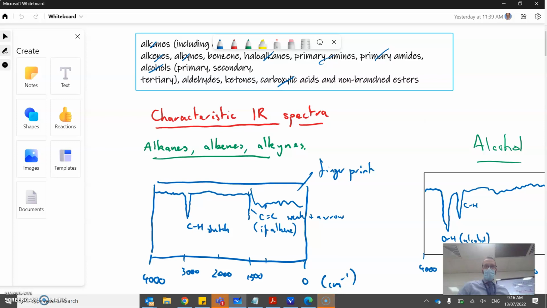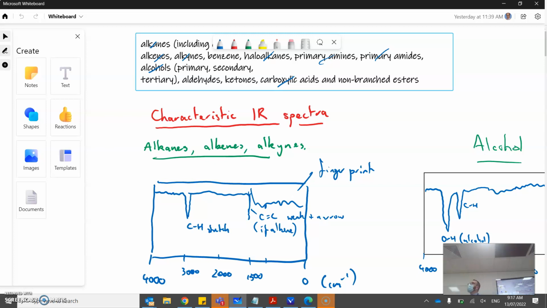Looking at our study design, here are all the different functional groups that we should be able to recognize. Remember, we don't have to name them all, but we do need to recognize alkanes, alkenes, alkynes, benzene, haloalkanes, primary amines, primary amides, alcohols, aldehydes, ketones, carboxylic acids, and non-branched esters. So let's go through what the IR spectra will look like for each of these functional groups.